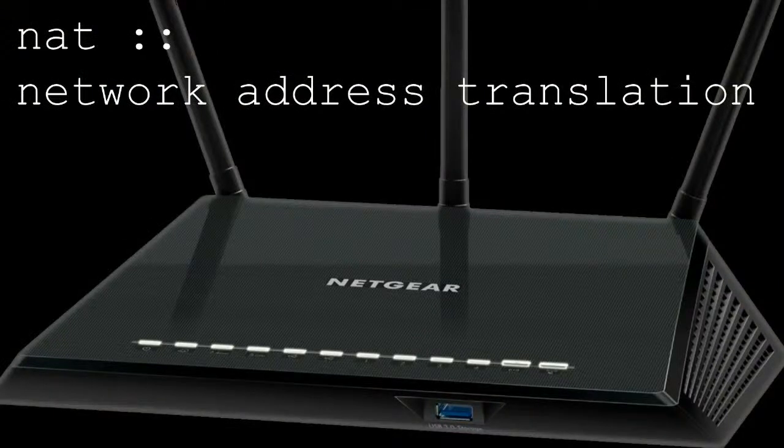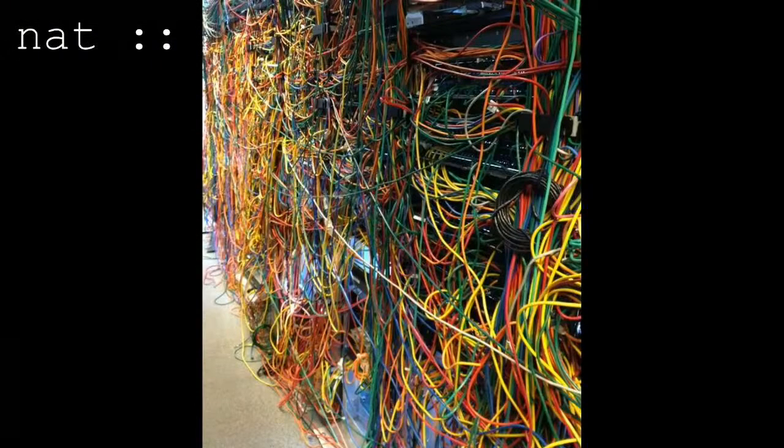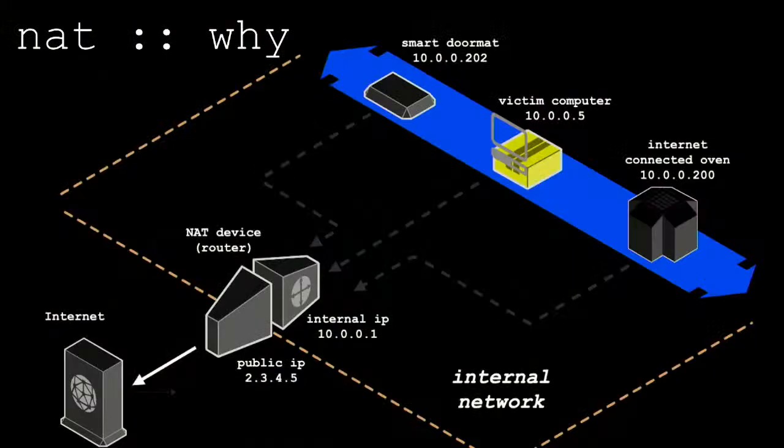NAT is network address translation. Most of us are going to be familiar with NATs. We typically have a router at home that is on our network connecting to multiple devices. Some of your routers, some of your networks will look more like this. Now, what is a NAT? A NAT is basically a device that allows multiple devices on a network to use a single public IP address.